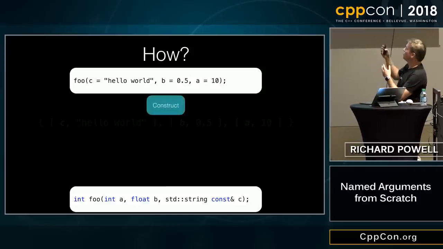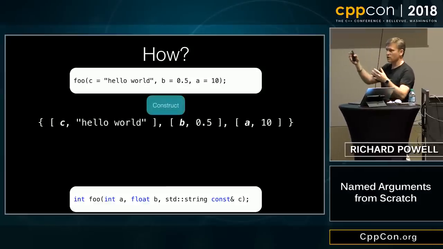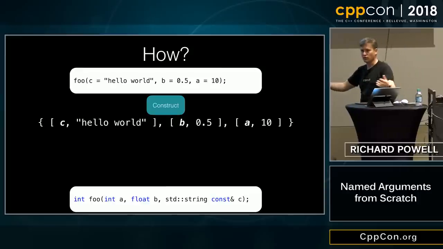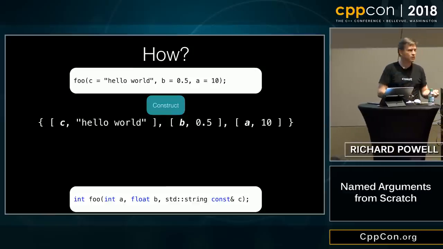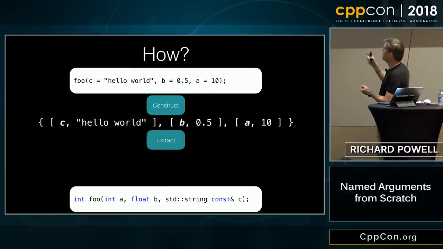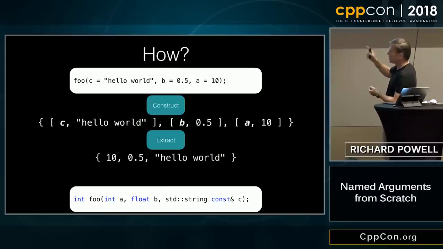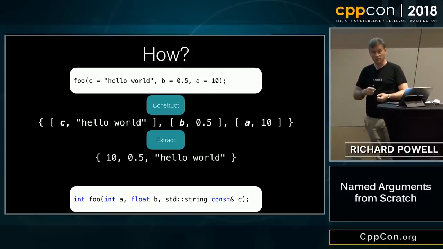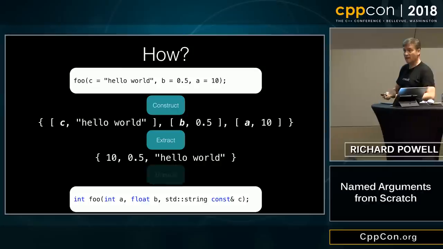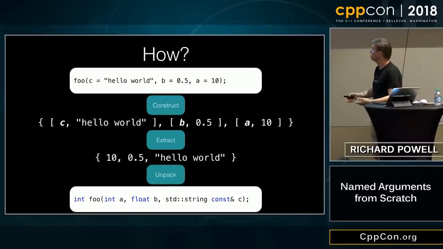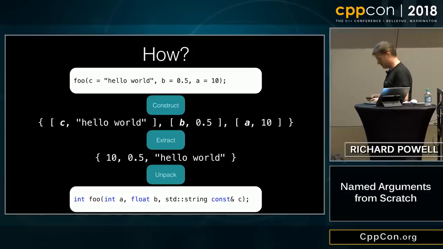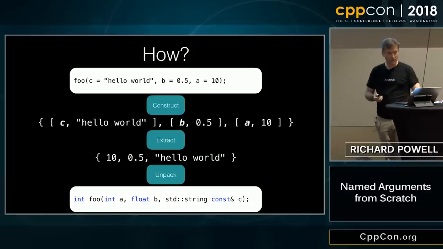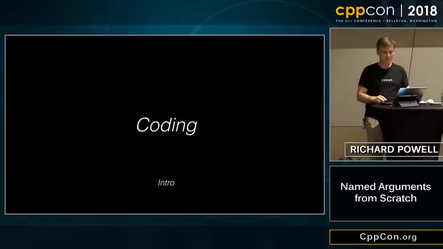Let's think about what if we, first of all, were to construct some sort of structure that was like a map? And then why don't we extract the arguments in the order that we need them? And then why don't we unpack those on the function? Seems pretty straightforward. So this is how we're going to accomplish it, and we're going to do it live.